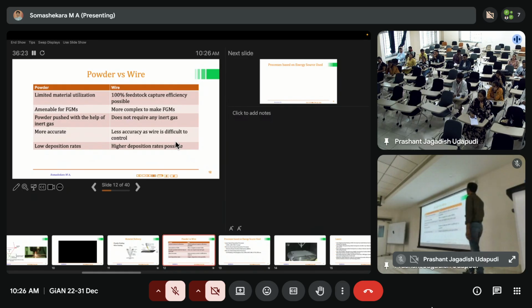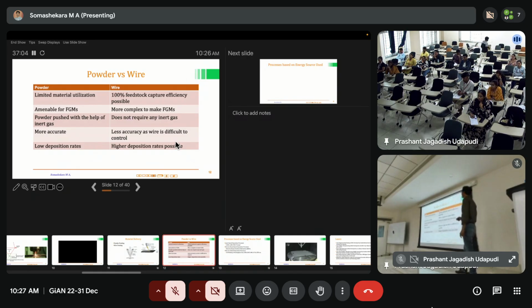But it is a little more complex than the powder-based, because a lot of the powder is easy to control, easy to deposit or manage when it comes to multi-material or composite or FGM structures, right? That's why a lot of these components these days are made using powder-based DED, especially for multi-material or gradient structures. Here you push the powder with the help of inert gas. Here you don't need any inert gas, you just need rollers to push the wire, right?